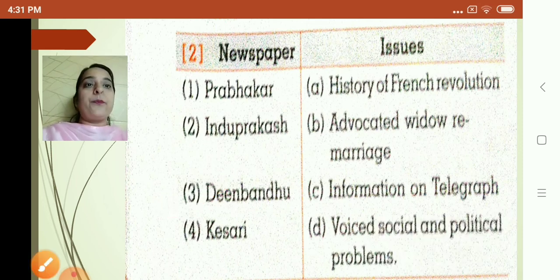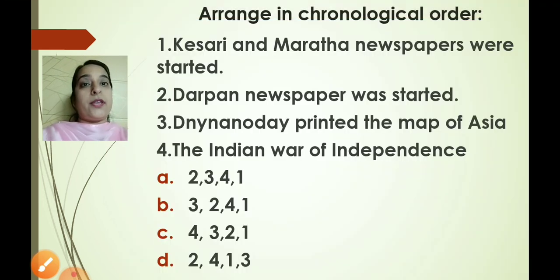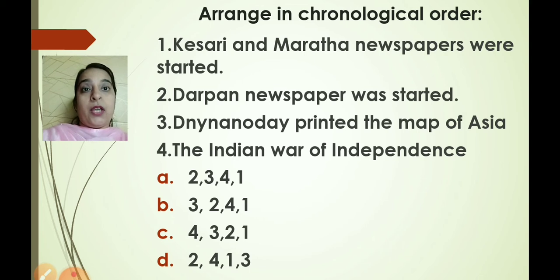Okay. Now next children, very important, arrange in chronological order. Now children, for this you should remember the years or the dates. Now children, the first one, just have a look. Kesari and Maratha newspapers were started. Darpan newspaper was started. Jnanodaya printed the map of Asia. The Indian War of Independence.